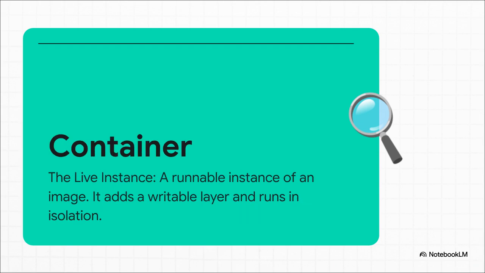Okay, so if the image is the blueprint, the container is the actual house you build from it. It's the live, running version. But here's the catch. The container has what's called a writable layer. You can go inside, you can paint the walls, you can move furniture around, but all those changes are temporary. The moment you destroy that container, poof, it's all gone, and you're back to the original blueprint.